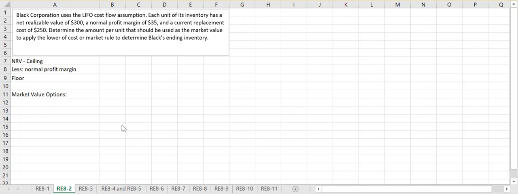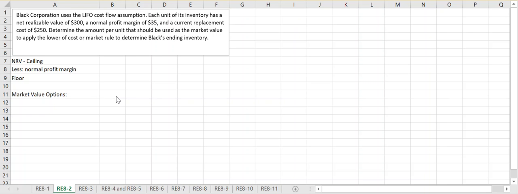In this example video, we're again going to be looking at calculating our net realizable value, also known as our ceiling, our floor, and determining which one of our three options we are going to choose as our market value because we're applying the LIFO cost flow assumption. Remember, if it was FIFO, FIFO always uses the net realizable value or the ceiling value as the market value.